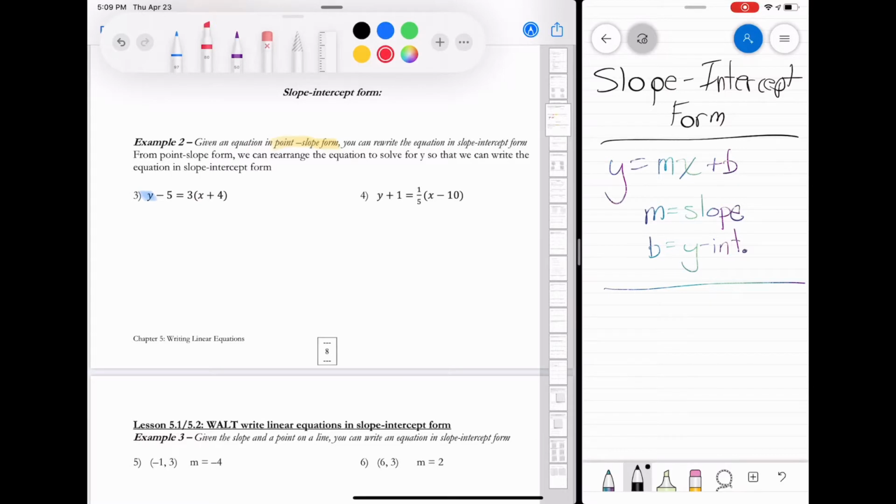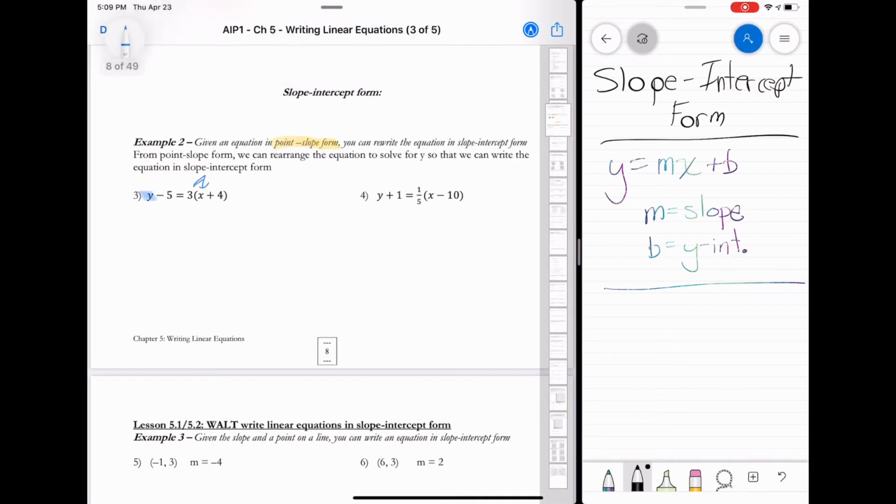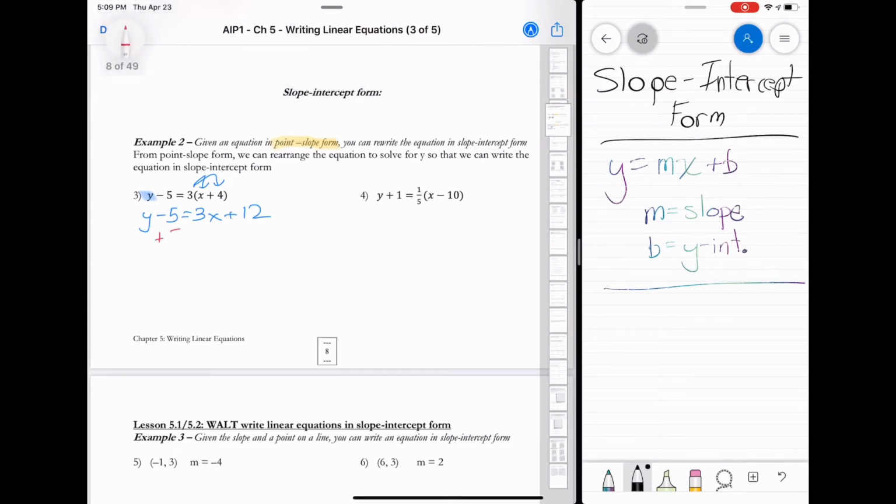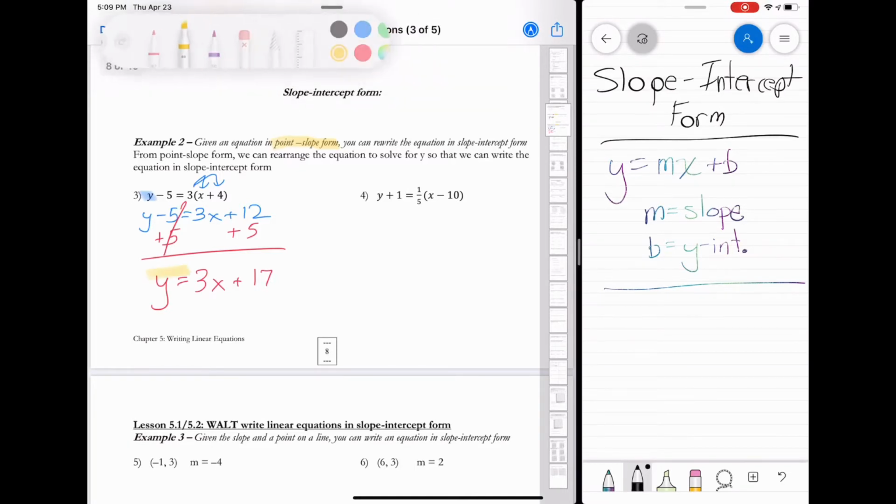So let's distribute first. So we get y minus 5 equals 3x plus 12. Remember, when you're distributing, you want to send it to everything in the parentheses. Y is still not alone in this case, so we still have to add 5 to both sides. So we get y equals 3x plus 17, and that is our final answer.